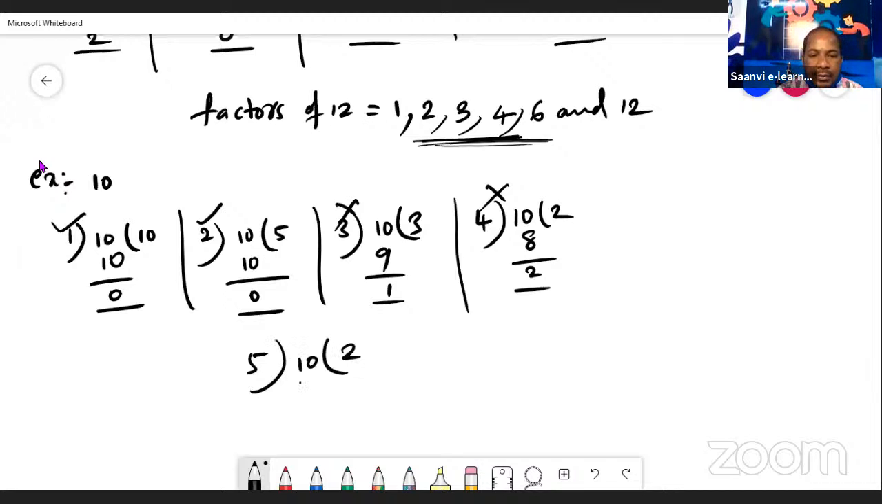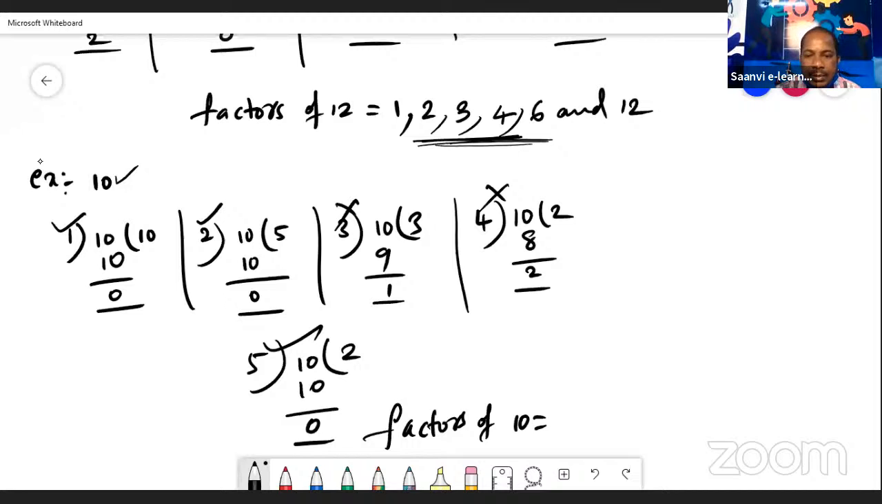5 2s are 10. We got 0 remainder. So like this, the numbers that divide exactly into the given number are called factors of 10. Okay. So here, what are the factors of 10?